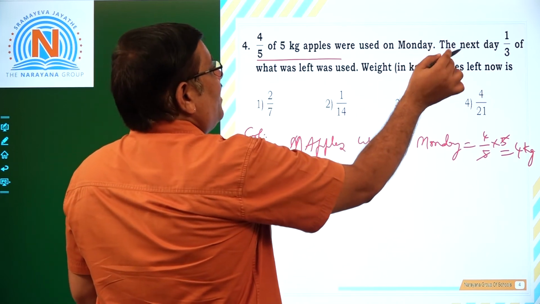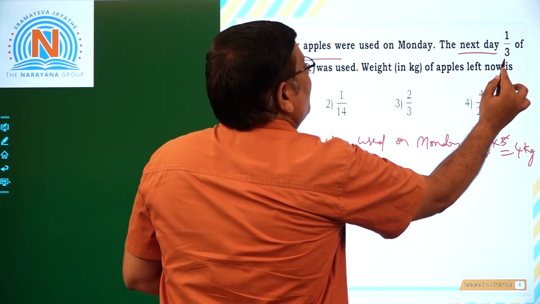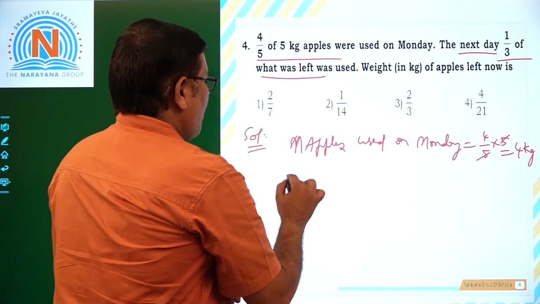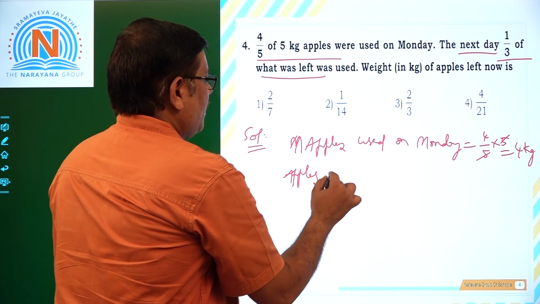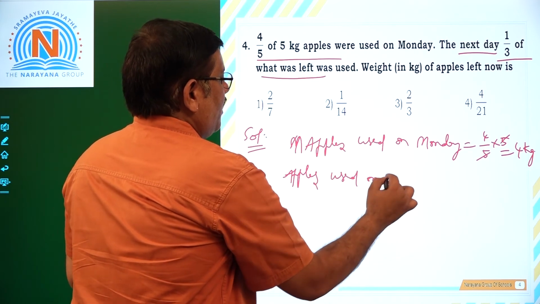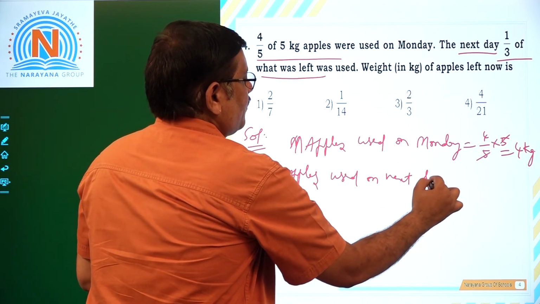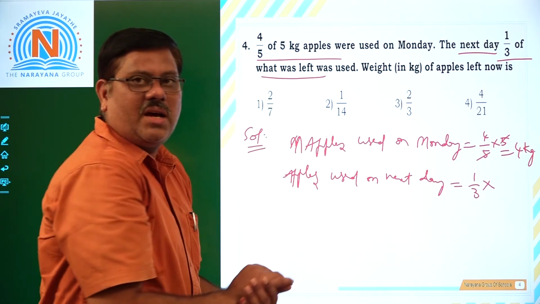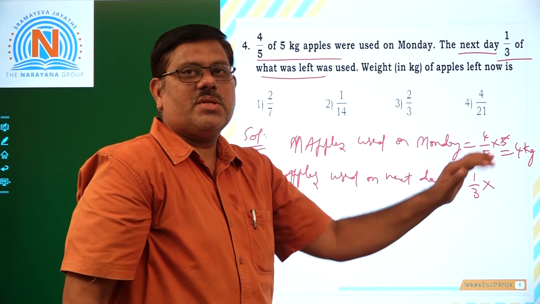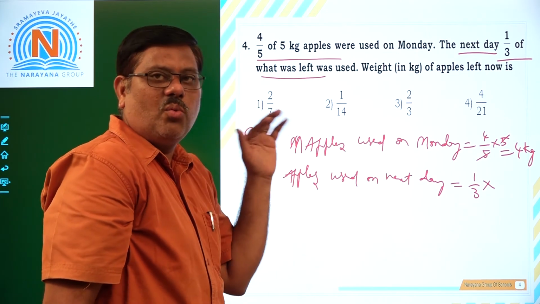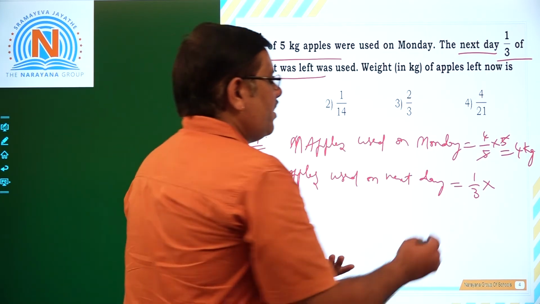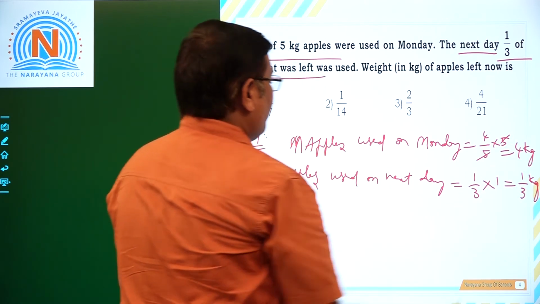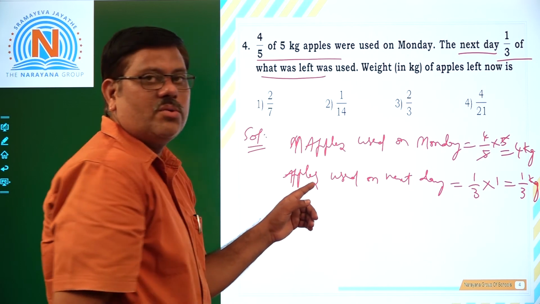The next day, 1 by 3 of what was left was used. Okay? Apples used on the next day is equal to 1 by 3 of what was left. What was left? Out of 5 kg, we used 4 kg already on Monday. So 1 kg is left. 1 kg is left means what? 1 by 3 of 1. That is 1 by 3 kg. 1 by 3 kg of apples are used on the next day.